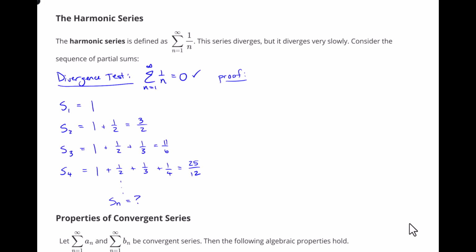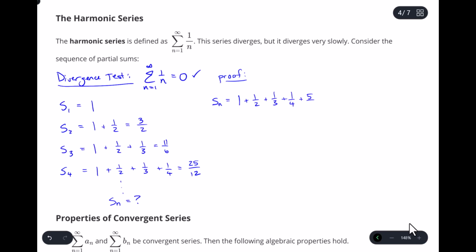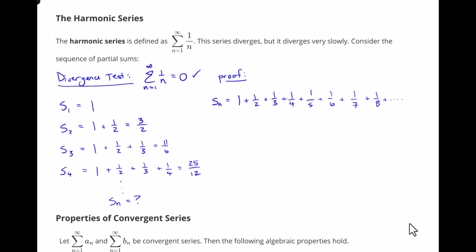Someone came along and decided that the sum of the first n terms would look like 1 plus a half plus a third plus a fourth plus, and that was supposed to be a fifth there, sorry, a fifth plus a sixth plus a seventh plus an eighth and so forth. That's what it had to look like, okay? But they were having trouble identifying what the sum of that was.